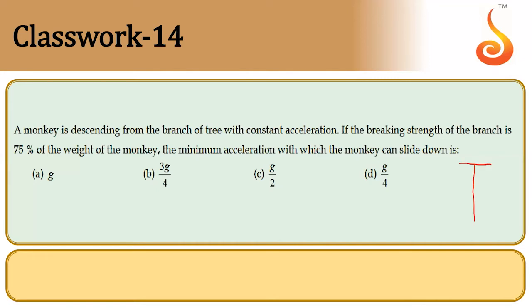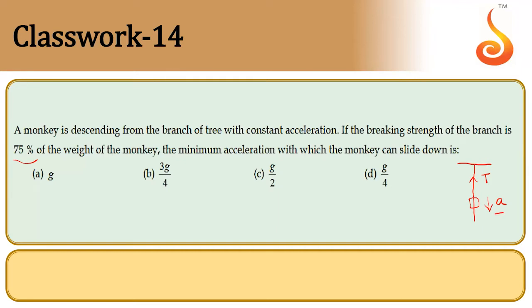So this is the branch of the tree, or you can consider it as a rope. The breaking strength is 75% of the weight of the monkey. If the monkey is sliding down with some acceleration, let us say this is the monkey, and A is the acceleration. So the tension created in the string should be less than 75%. At the most, it can be 75% of the weight of the monkey.